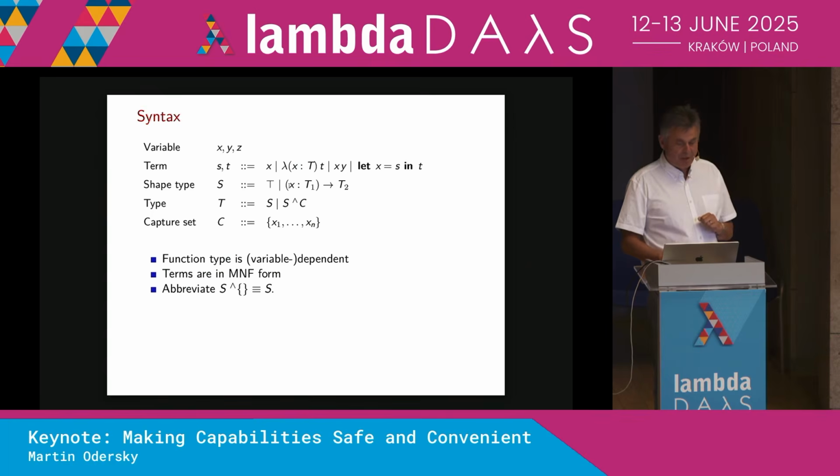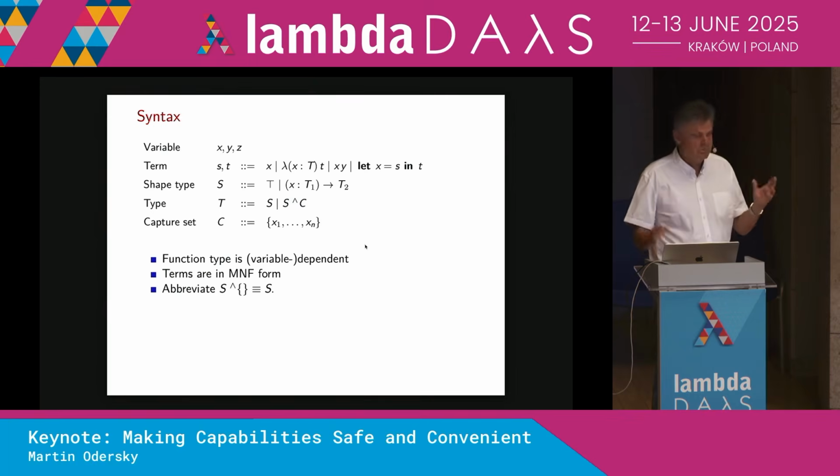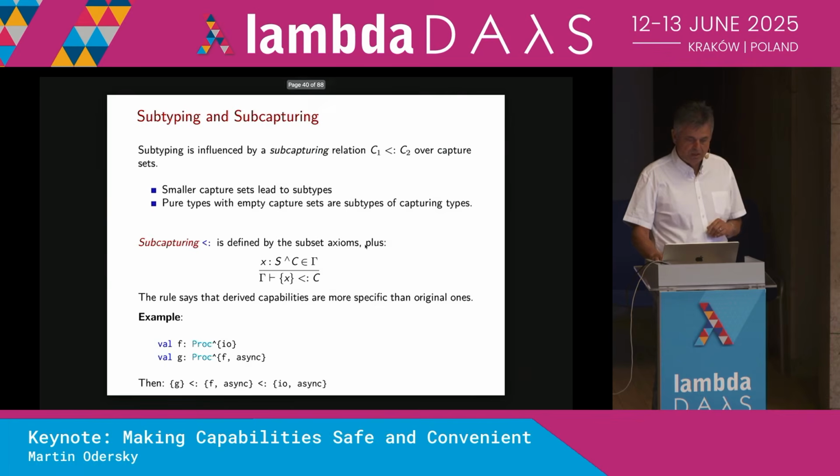Okay, but what we also have is that our function types are dependent. We need to do that because the parameters can be tracked as capabilities, and our types are both shape types, which are basically function types, or capturing types. So we have this hat and the capture set in the types. So that's essentially the very basic language we start with.